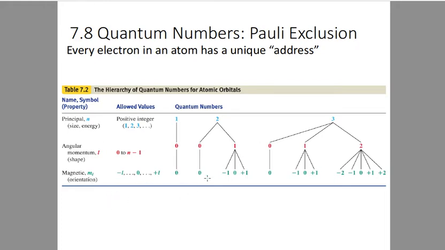And then m sub s would be the last one on this, that within the 2px, there's a plus and a minus 1/2 spin, a plus and a minus 1/2 spin for the y, and a plus and a minus 1/2 spin for the z.